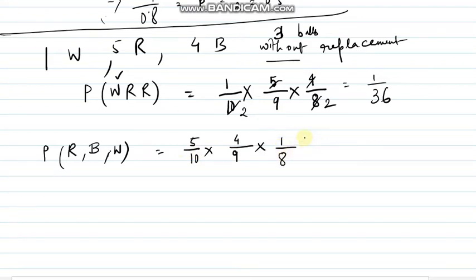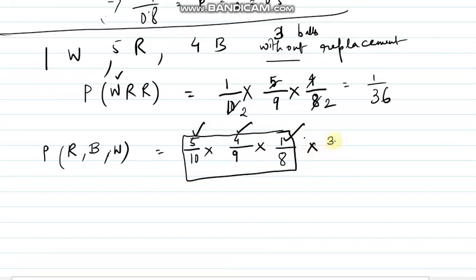Now who is telling me the last one will be the white ball, the first one will be the red ball and the second one the black ball? There's no assurance, it can be in a different order. So that means after choosing this, I can also arrange these balls. So it will be in 3 factorial ways. So it will be 1 divided by 2 cancel out.